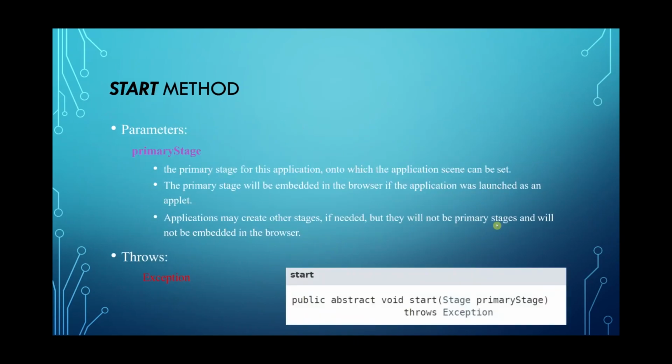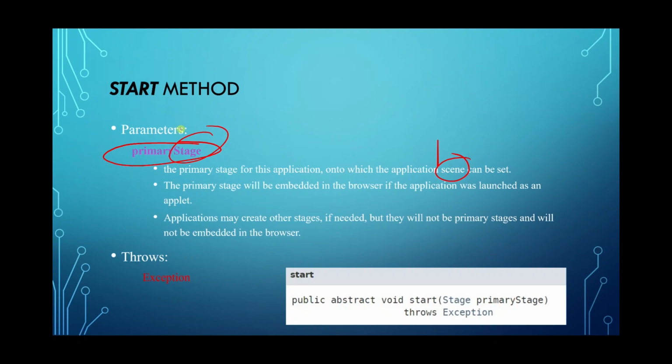So the parameter for the start method is going to be the stage. And we usually give it the primary stage. So the primary stage for this application is the one onto which the application scene can be set. Now, scene, stage, this reminds you of a play, right?